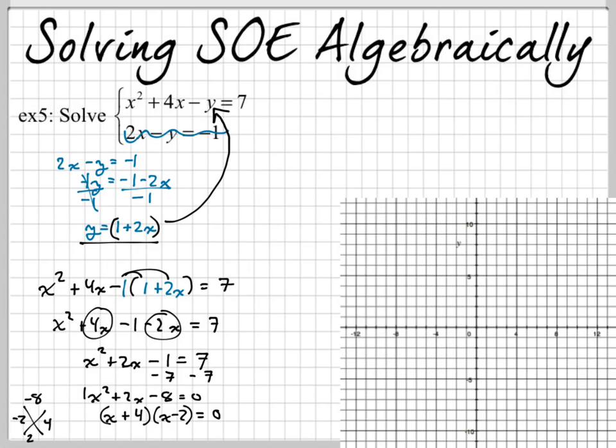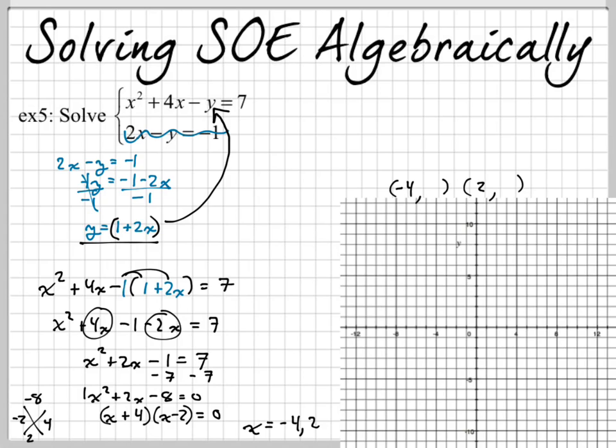So what are my 2 x values? -4 and 2. So I have 2 points where they intersect, at -4 and 2. I just have to find the y's for each of these. Now how will I find the y's? Plug them in. You can plug it into this one right here, this top one, or you can plug it into this nice pretty one right here. Let's do the nice pretty one.